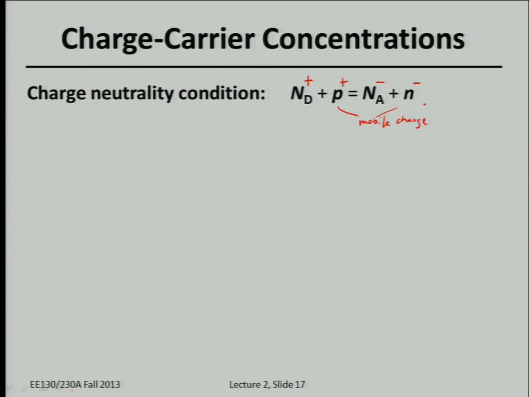Okay, but basically, when you dope a semiconductor, you're not changing the total charge in the semiconductor. The total amount of positive charge and the total amount of negative charge is equal. Okay, that's what we mean by charge neutrality.